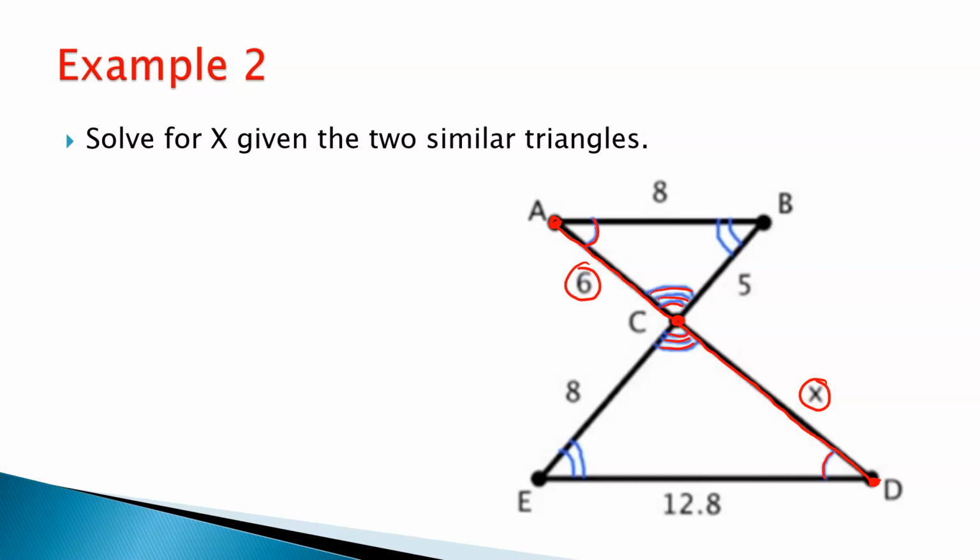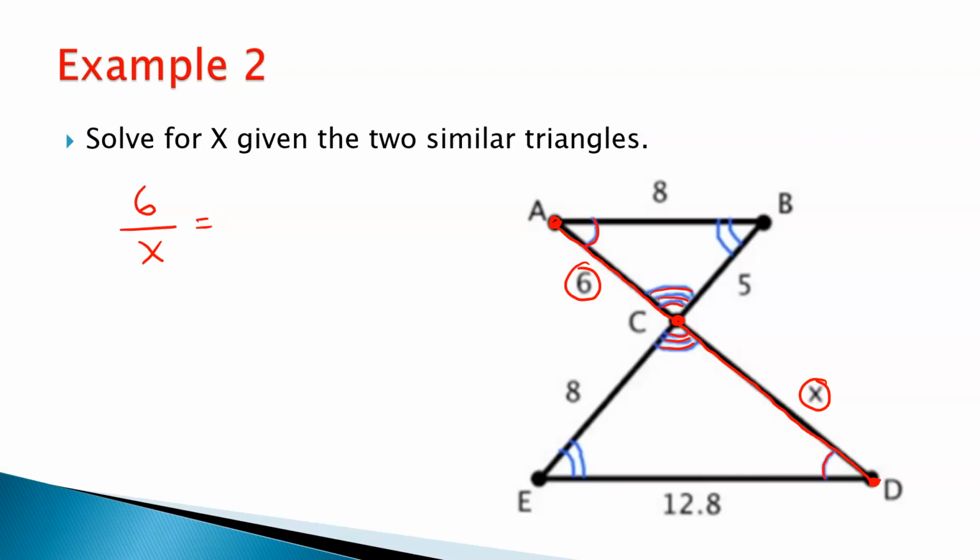It's up to you whether you write x over 6, using the bottom triangle and then the top triangle, or the other way. Just make sure you're consistent. I'm going to say 6 over x, using the top triangle over the bottom triangle. So I'm going to say 6 over x is equal to, and again, let's play another matching game.